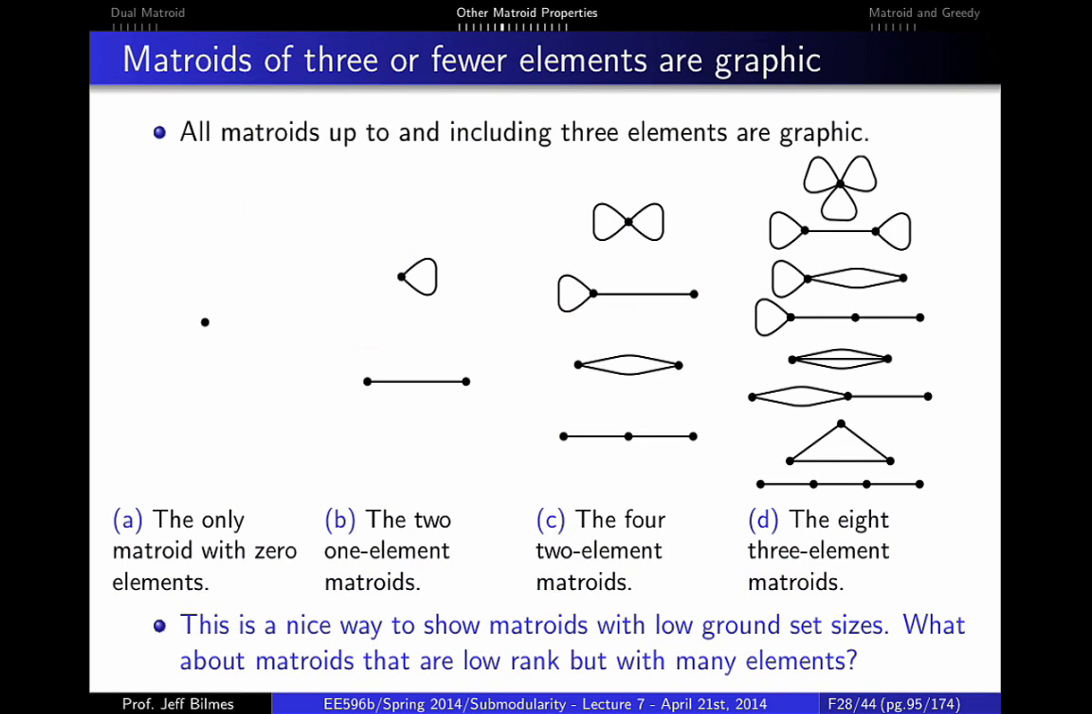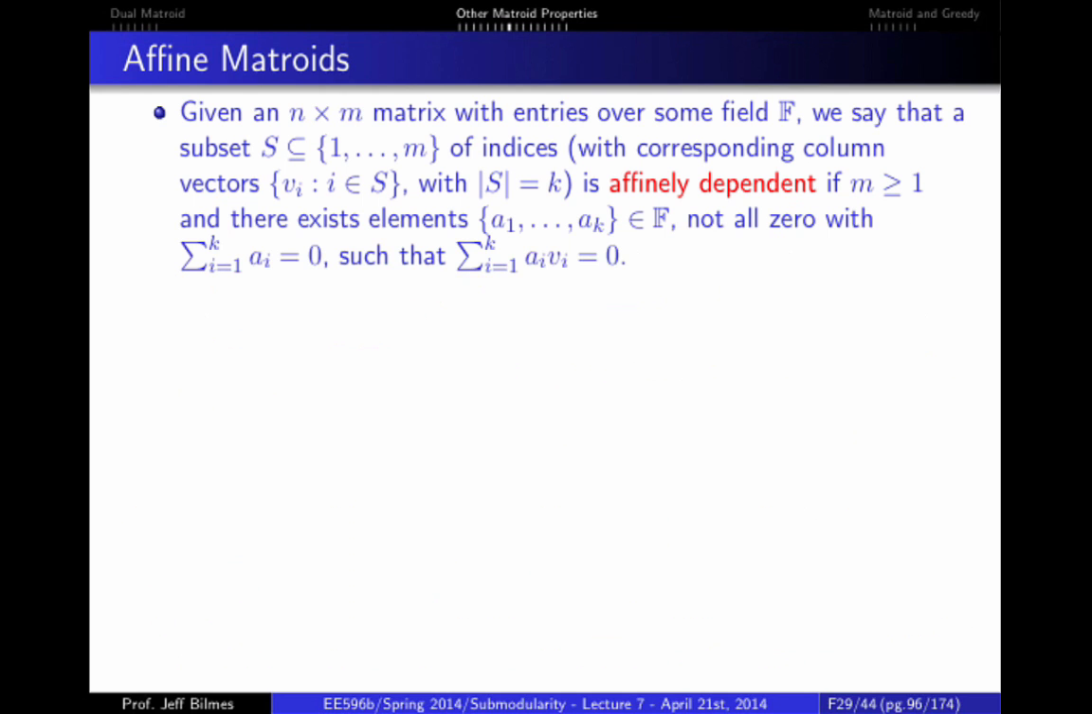So this is nice for talking about matroids that have a small number of sets. But what if we have a matroid that has a large number of sets, but is low rank? We want to be able to reason about this. So in order to do this, we need to define the notion of an affine matroid.